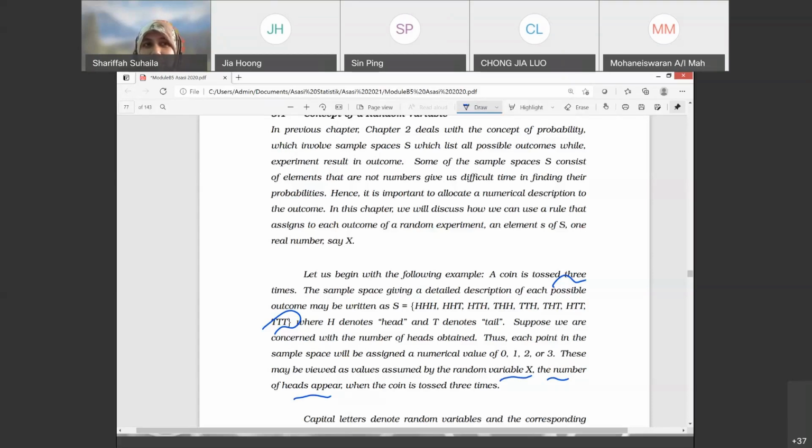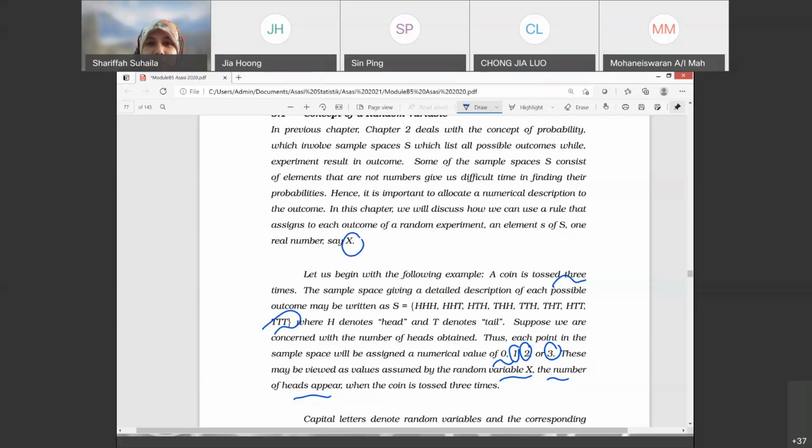So again, we assign a numerical value. In this case, you can have either 0, which represents no head appears, only 1 head, 2 heads, or all 3 heads. So we assign a number, and that one we call a random variable. In this case, your random variable we denote as capital X. What is your capital X? It denotes the number of heads that appear.